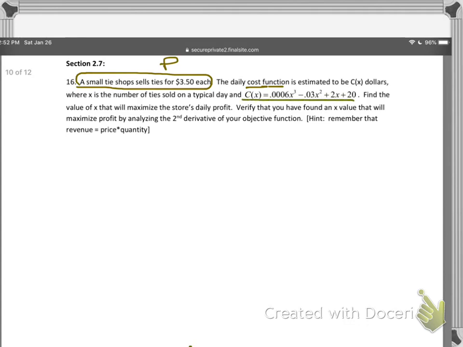Find the value of X that will maximize the store's daily profit, or another term. Verify that you found an X value that will maximize profit by analyzing the second derivative.